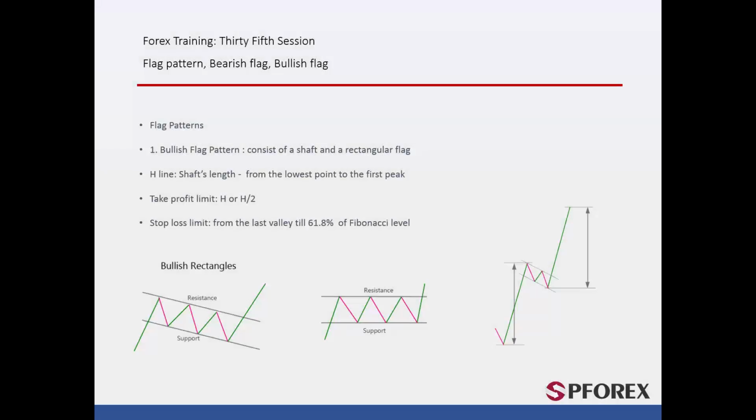Flag patterns. Flag is a continual pattern. Like a real flag, it has a rectangular shape, which is formed on a shaft. The horizontal rectangle is formed by several waves with a moderate slope or level peaks and valleys.